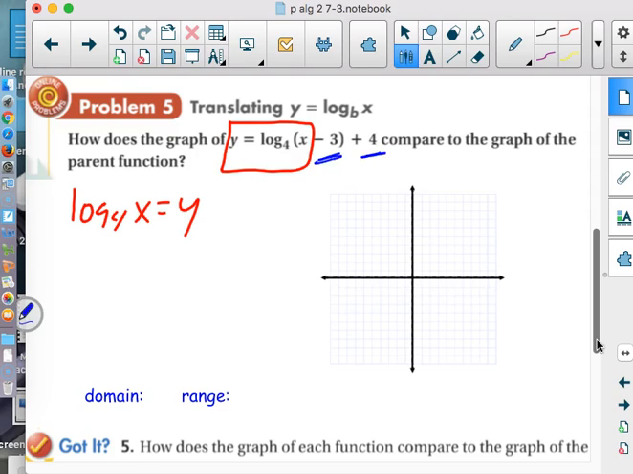So to answer their question, how does it compare, all we have to do is tell them how to translate this. So if it's x minus 3, where's the graph going to go? 3 to the right. And if there's a plus 4 in back, where's it going? Up 4. So translate 3 right and 4 up. But that's the last thing we do.